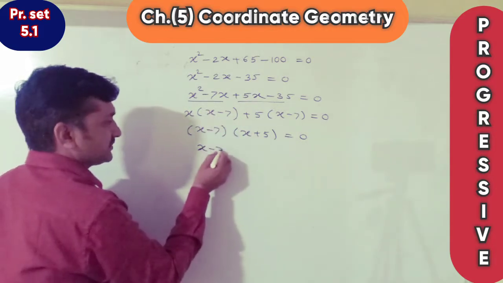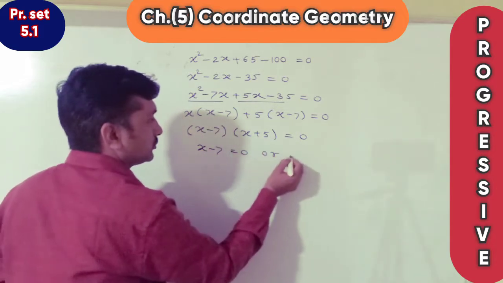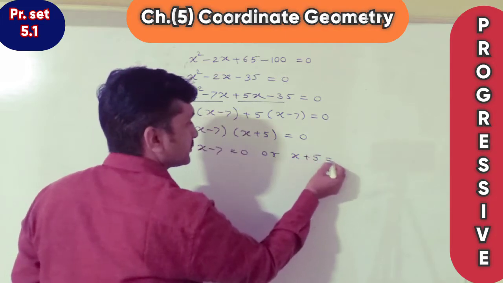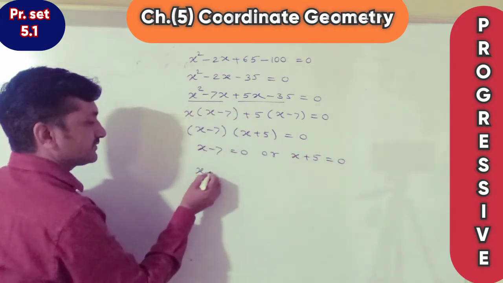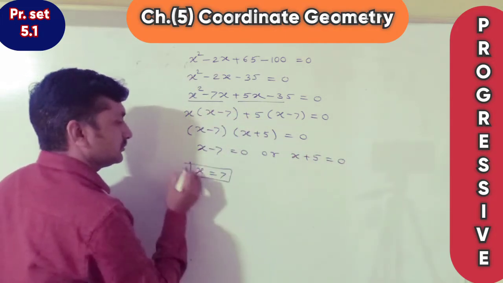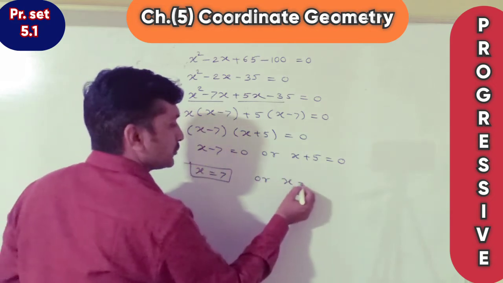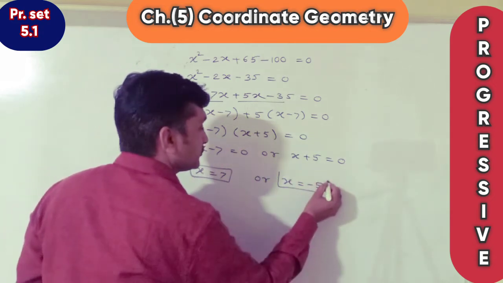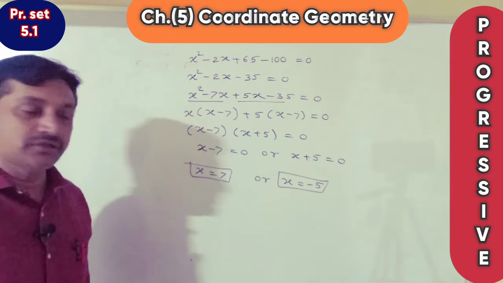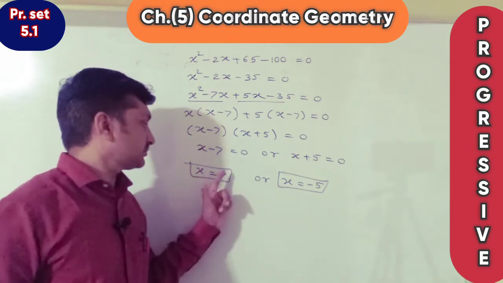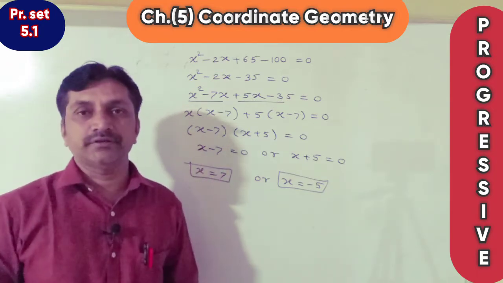Separation now: x minus 7 is equal to 0 or x plus 5 is equal to 0. Therefore, we get x is equal to 7 here or x is equal to minus 5. In this way, we got two values of x, 7 or minus 5.